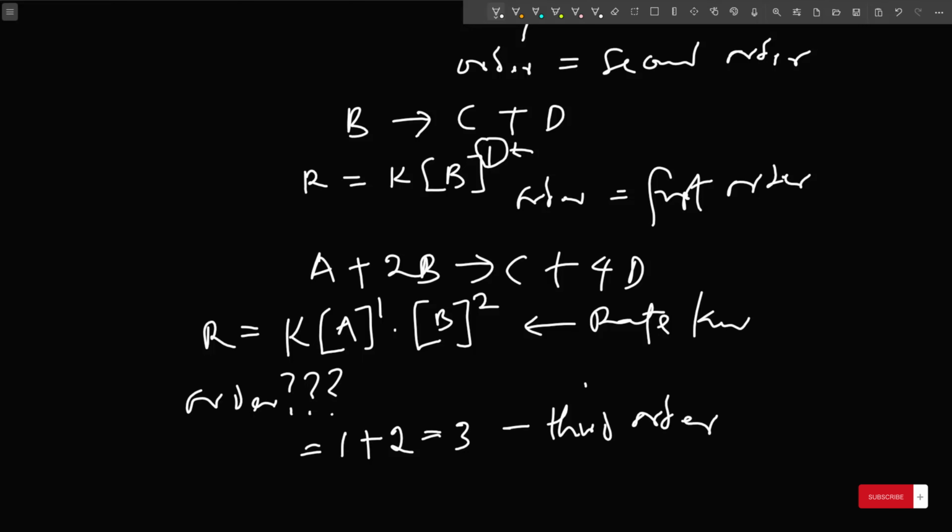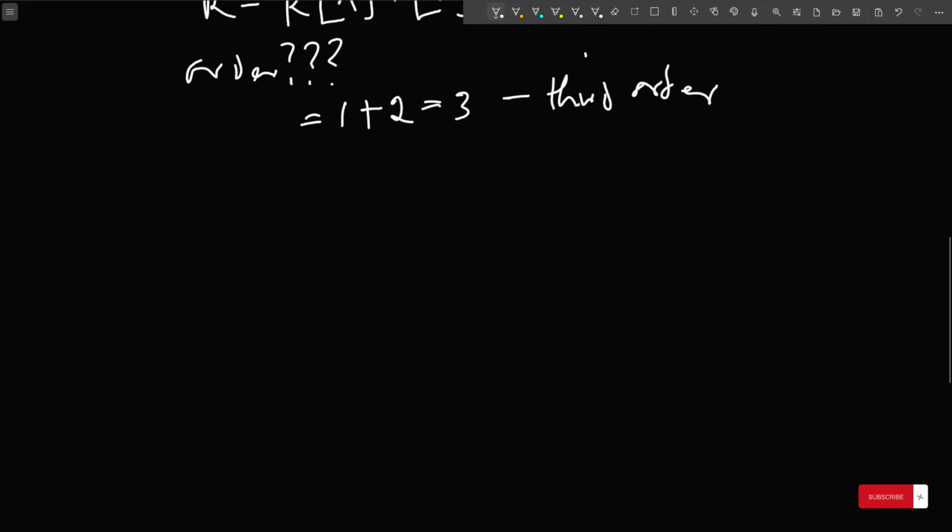So that means this reaction is third order. But you can ask me a question now, what is the order of the reaction in respect to A? In respect to A, the order of the reaction is first order. While in respect to B, the order of the reaction is second order. But in the overall reaction, the order of the overall reaction is 1 plus 2, which is third order.